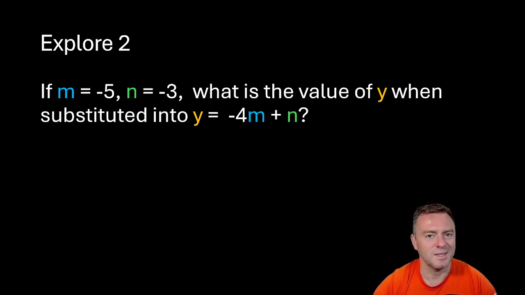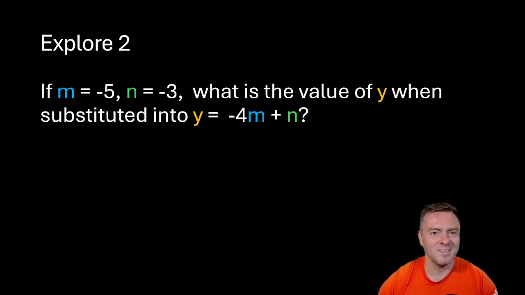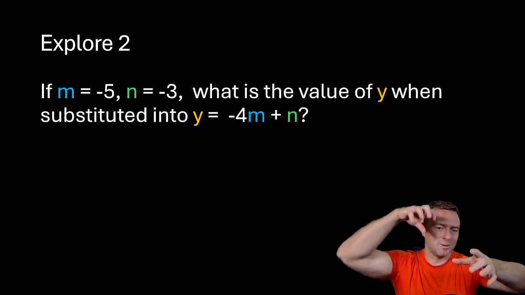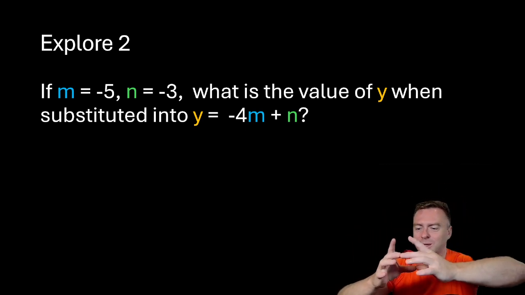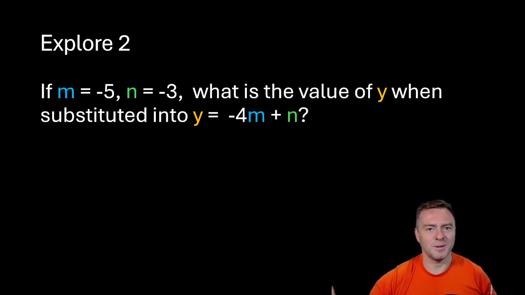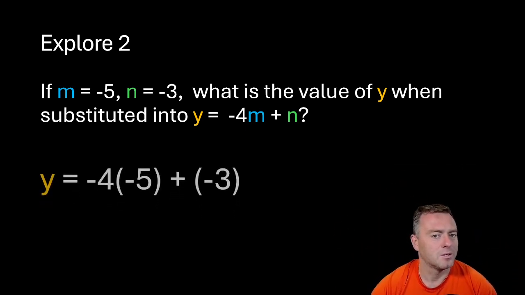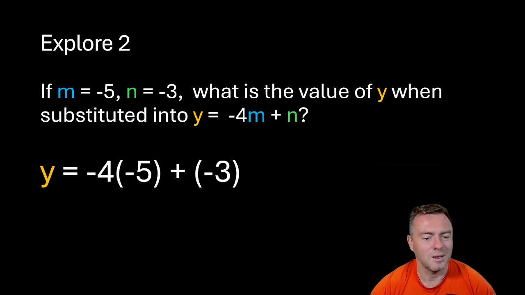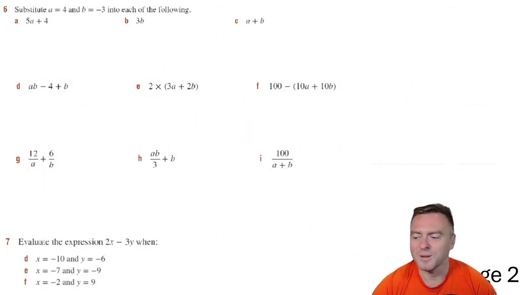Cool. So the next step here, wherever there's an m, we're going to put in a negative 5. Wherever there's an n, we're going to substitute in negative 3. So that's like that old game where you had the square hole, and you had to put the cube into it, the circle hole, you have to put the ball into it. That's all you're doing here when you're substituting those values in. So we've got y is equal to negative 4 times negative 5 plus negative 3. Which then gives us 17. So just pause the video, have a go at challenge number 2 and see how you go.